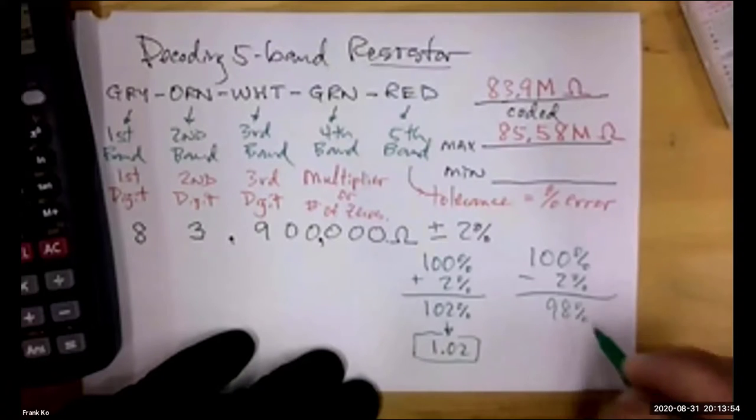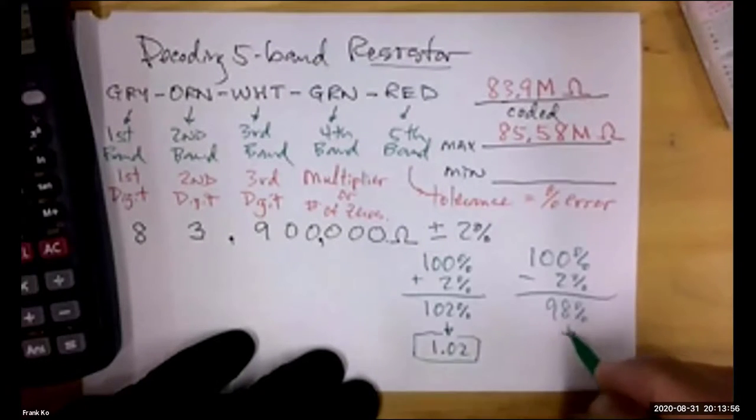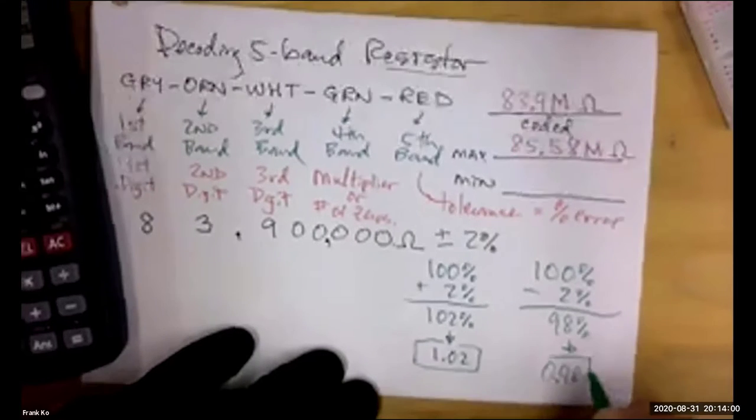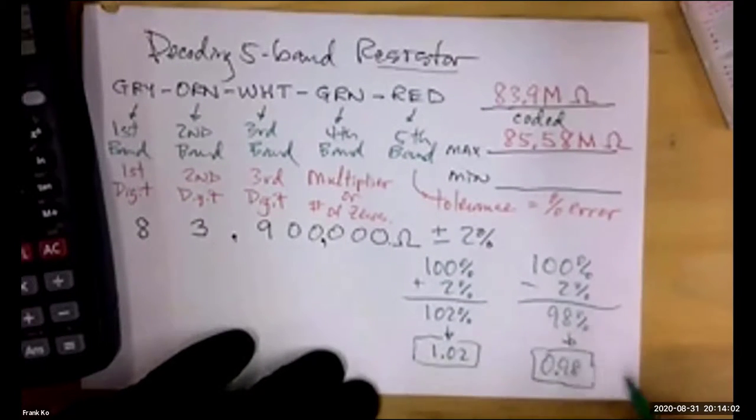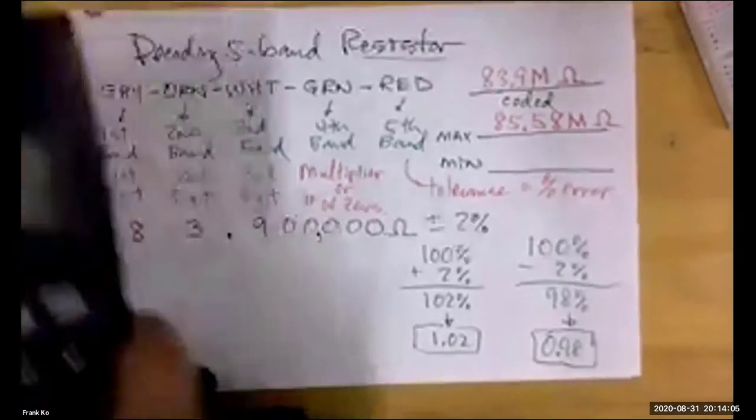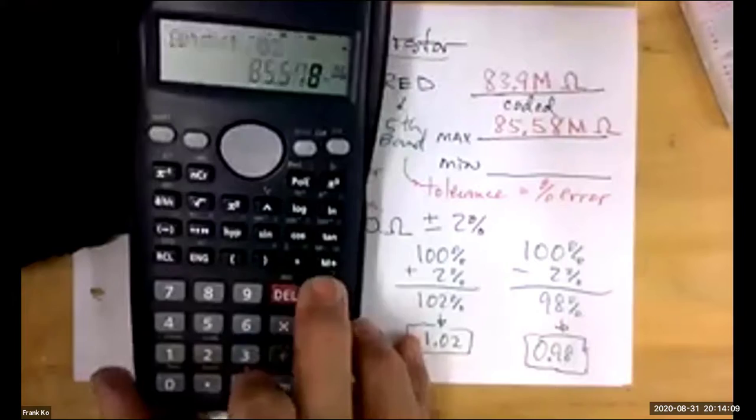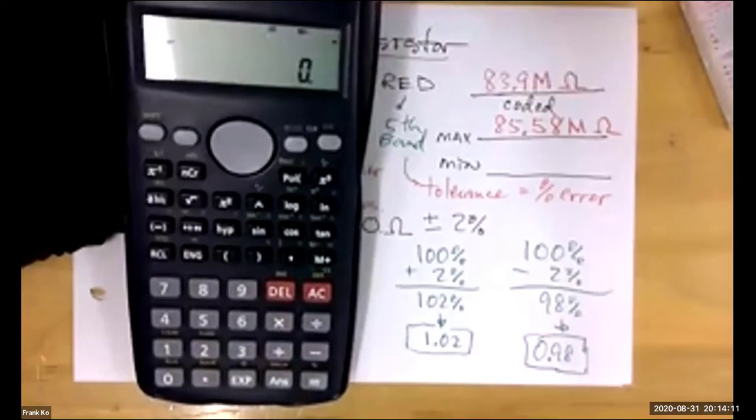98%. And what's 98% as a decimal, class? 0.98. So that's how you can very quickly multiply our original coded value to get the minimum. So here, I will clear my calculator and go through the steps with you.